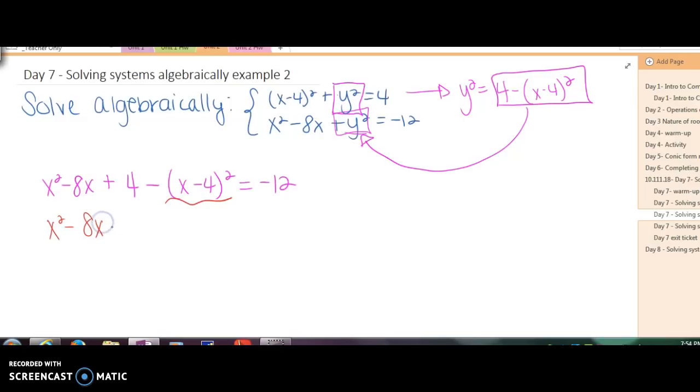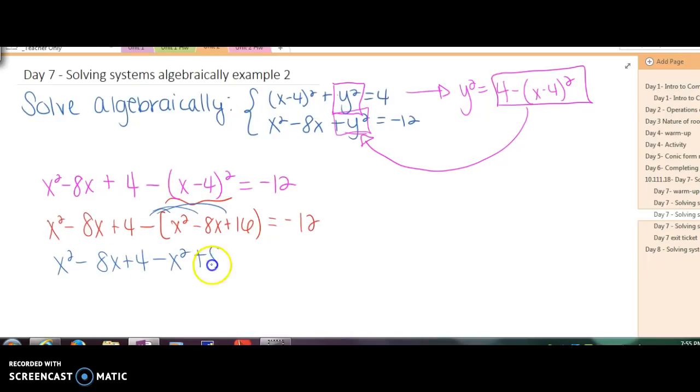You should have gotten x squared minus 8x plus 4 minus, and then I have x squared minus 8x plus 16, and the reason I put that in a parenthesis is because now I have to distribute this negative in. So it gives me x squared minus 8x plus 4 minus x squared plus 8x minus 16 equals negative 12. Now if I combine my like terms, what's x squared minus x squared? Those are gone. Negative 8x plus 8x, again, gone. And I'm left with 4 minus 16. Well, that gives me negative 12 equals negative 12.